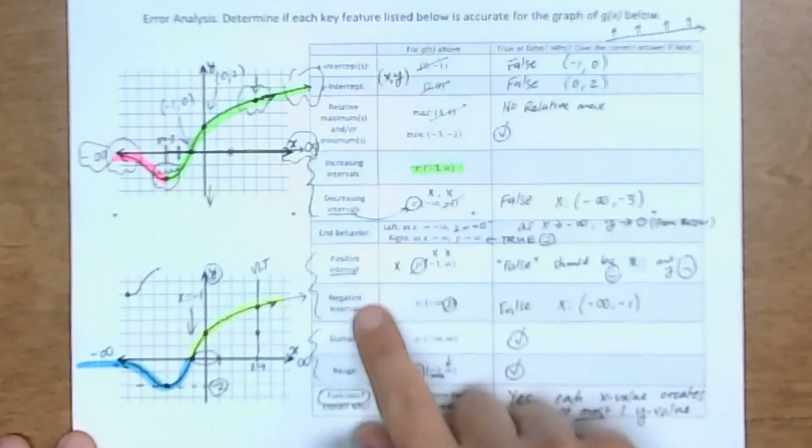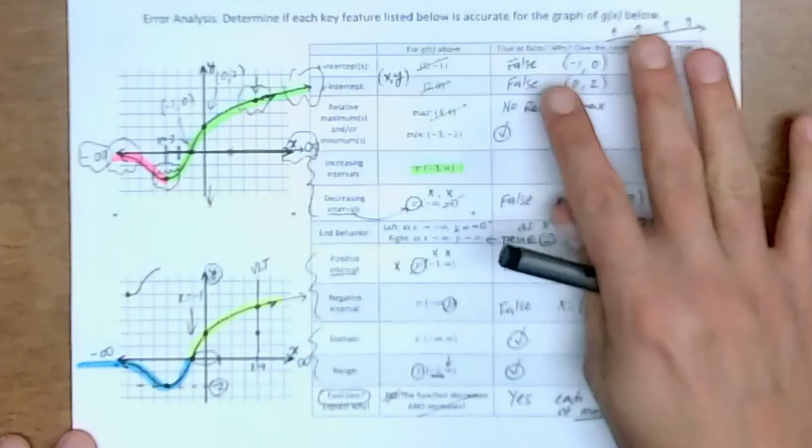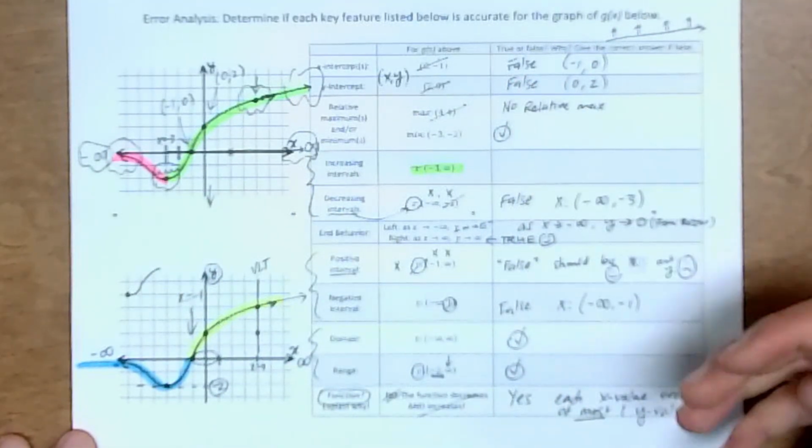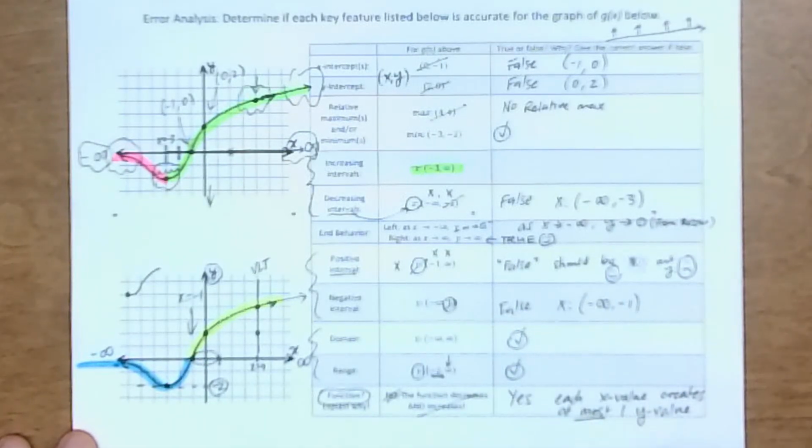But all of these qualities are things you can talk about with a graph, and they're going to keep showing up throughout the year because it's important for you to understand these characteristics. They give you things to talk about. So hopefully that helped if you were struggling a little bit on some of the intervals and maybe some of the other key features. We'll catch you later.